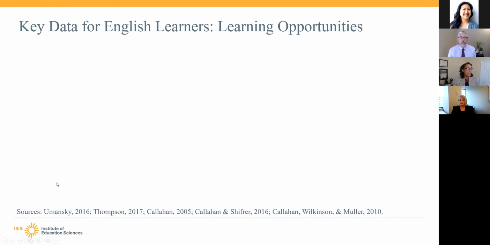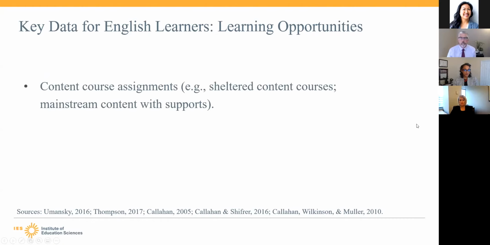As I mentioned, the second important area is learning opportunities. This helps provide some context for the scores you get from those tests, and there are some particular types of data you might want to look at. One is the content course assignments that English learners have access to. For example, are they enrolled in an English learner specific science class that is taught entirely in a sheltered context? Are they in a mainstream class with specific supports? If so, what are those supports? What do they actually entail?